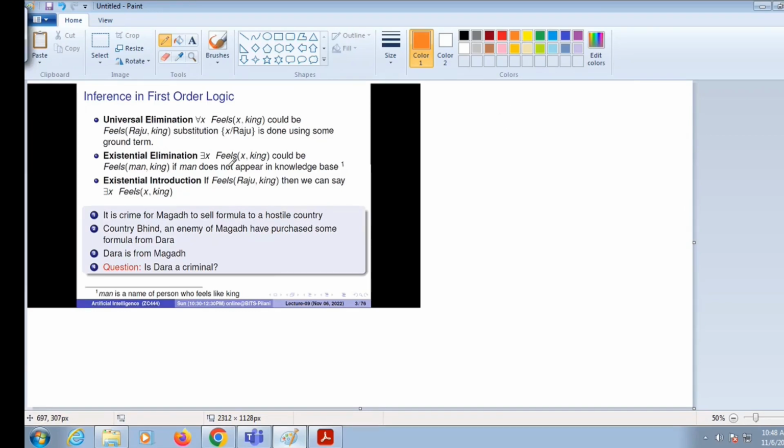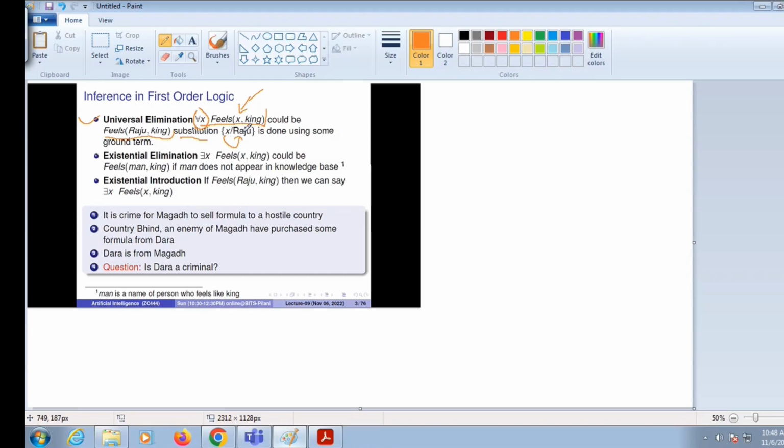So there are a few rules. One rule is universal elimination. If there is something for every x, then you can, for example, say for every x, x feels like king. So if it is the statement, here you can put anybody. For example, I can write feels Raju king. So Raju feels like king. Here what I am doing is a substitution where x is substituted by Raju.